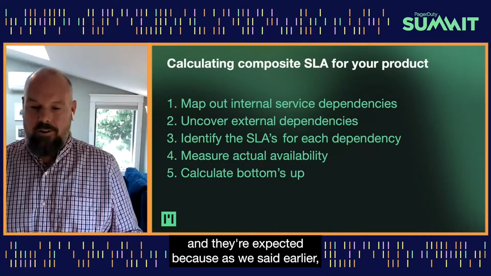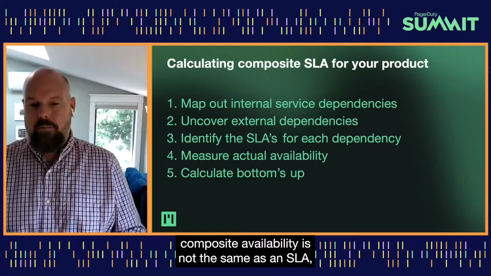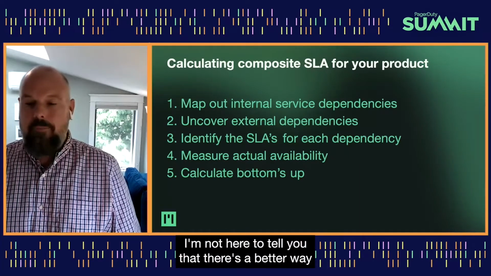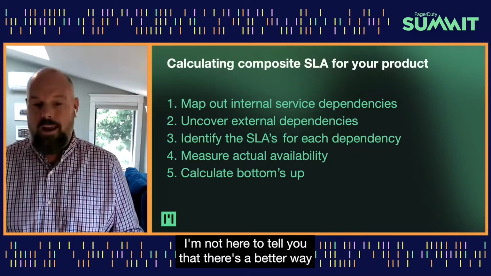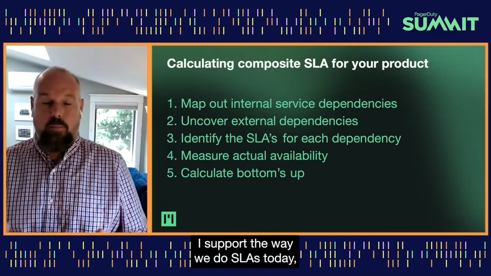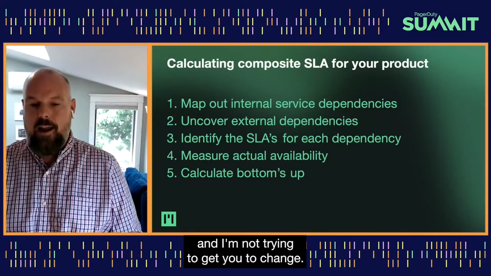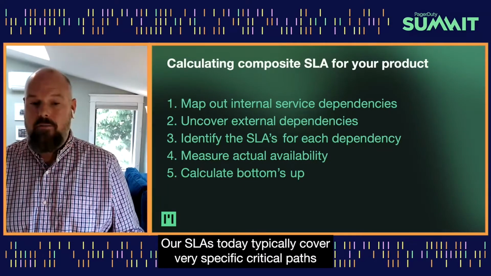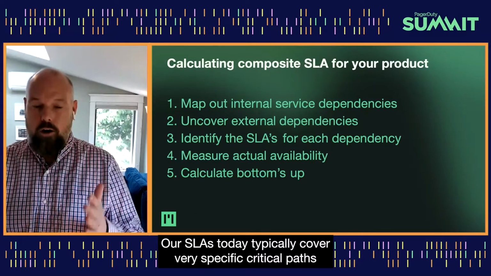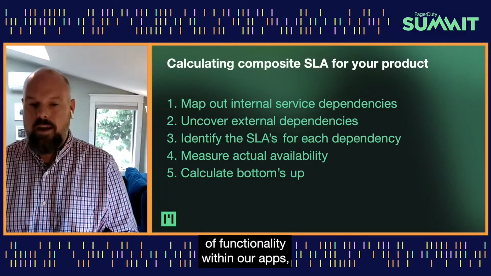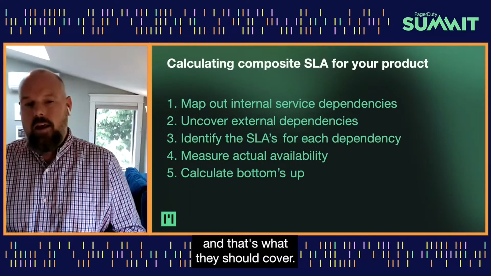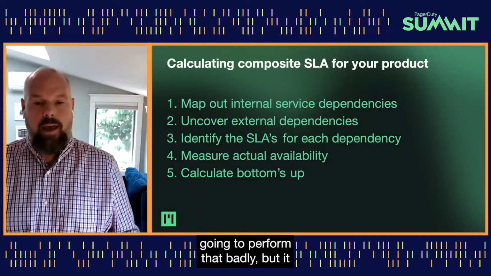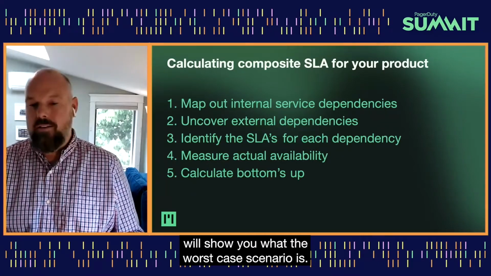Because as we said earlier, composite availability is not the same as an SLA, and it shouldn't be. I'm not here to tell you that there's a better way to do SLAs. I support the way we do SLAs today, and I'm not trying to get you to change. Our SLAs today typically cover very specific critical paths of functionality within our apps, and that's what they should cover. And the composite SLA doesn't mean that your app's actually going to perform that badly, but it is showing you what the worst case scenario is.